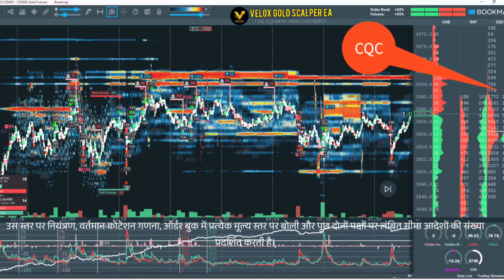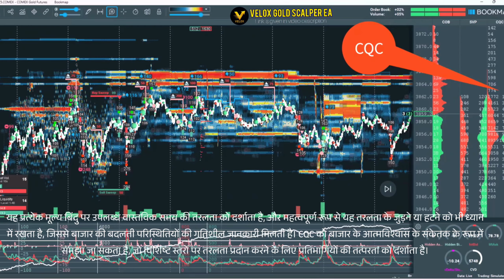Current quote count displays the number of resting limit orders at each price level in the order book, on both the bid and ask sides. It reflects the real-time liquidity available at each price point. Importantly, it also accounts for liquidity being added or removed, providing dynamic insight into evolving market conditions. CQC can be interpreted as a market confidence indicator, showing the willingness of participants to provide liquidity at specific levels.